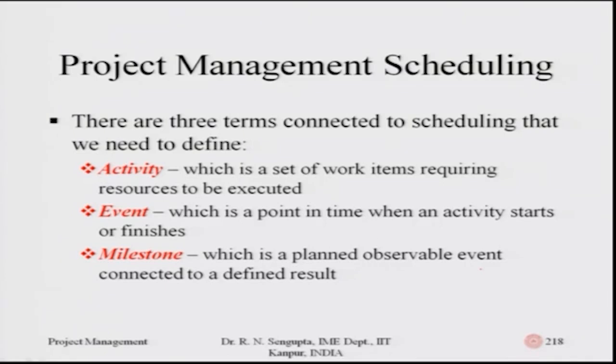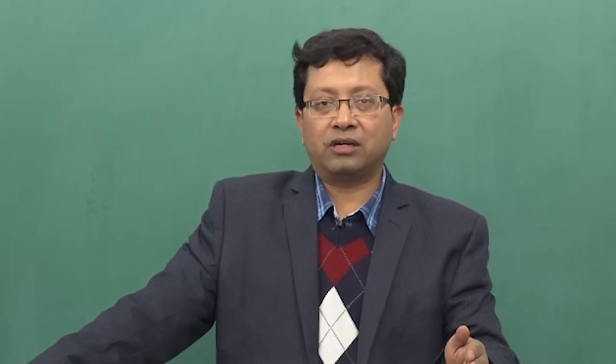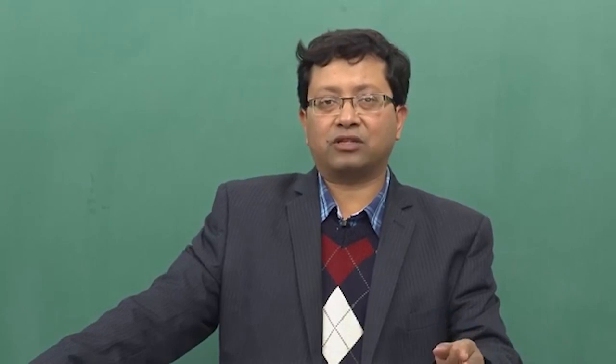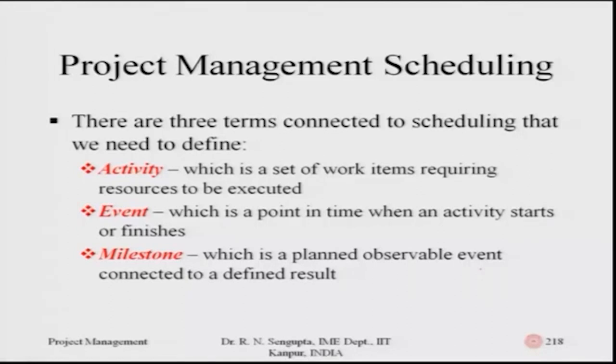There are three terms connected to scheduling, the concept of how activities are combined to get the project. One is the activity, which is a set of work items requiring resources to be executed. The event is the point in time when the activity starts or finishes. Consider grinding starts on the first day and ends on the fourth day. The first and the fourth would be the events, the activity would be the grinding, and the resources are being utilized. And milestones are planned, observable events connected to getting your overall project done.